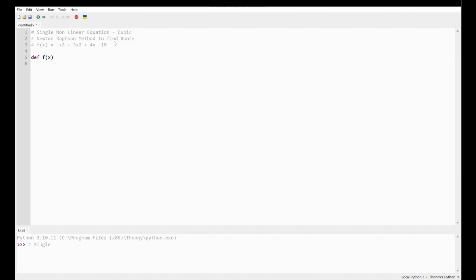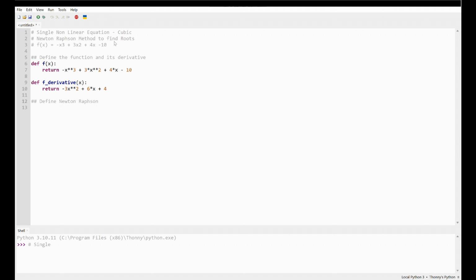So let's make a start. I'll define the function, which is basically writing the equation. And then I'll define its derivative. So the derivative of the equation is minus 3x squared plus 6x plus 4.